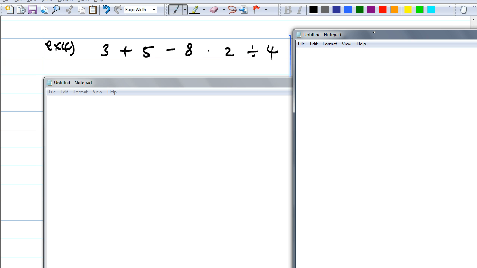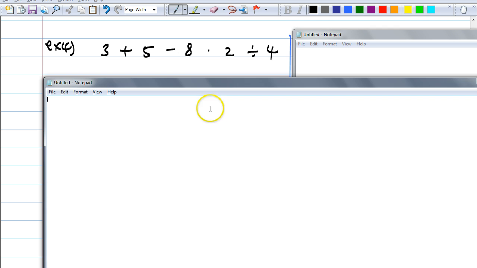Isn't that right? So do not do like 5 minus 8 first. You know what I mean? That'd be wrong. So when we do that, what do we get? Somebody tell me what to write next. After 8 times 2, you get 16 divided by 4.